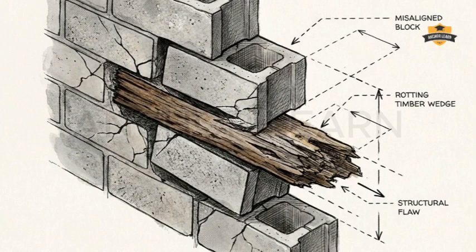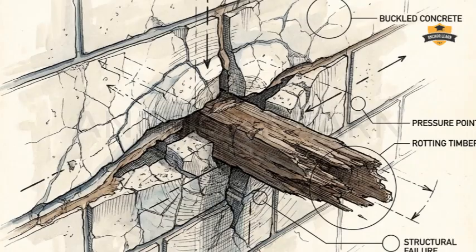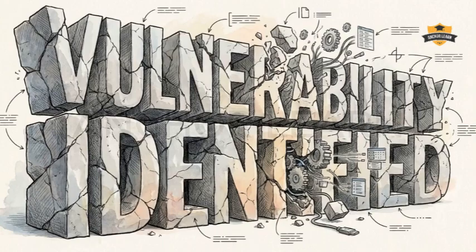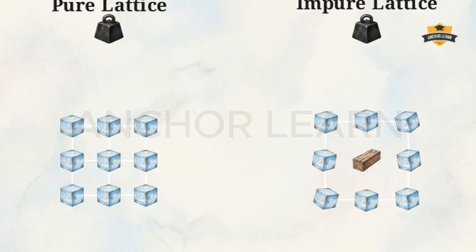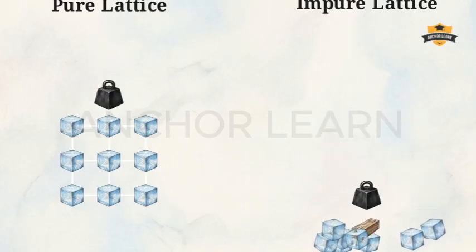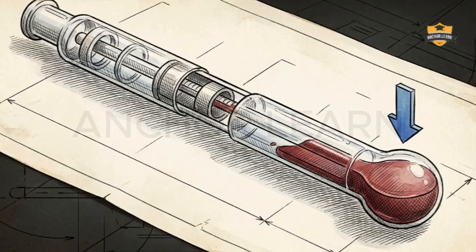Think back to our brick wall. When we shoved that rotting wood into the concrete, what happened to the wall's integrity under pressure? Exactly. You've recognized that the wood creates a weak spot. A weak spot means the structural integrity breaks down much easier than a perfect wall. And if a solid structure breaks down easier, it requires less thermal energy, less heat, to melt.